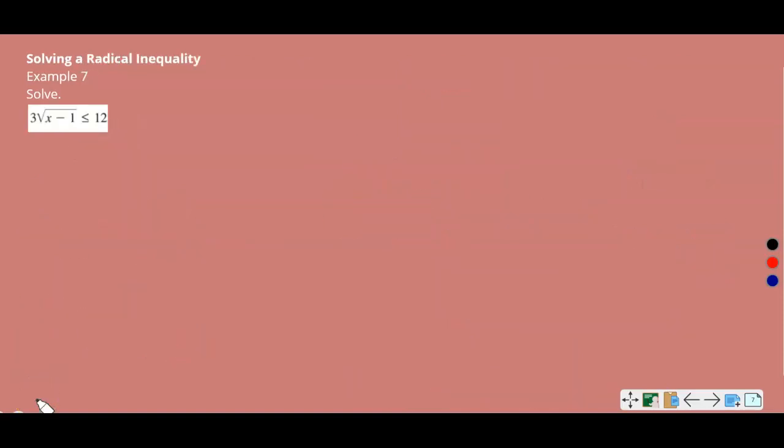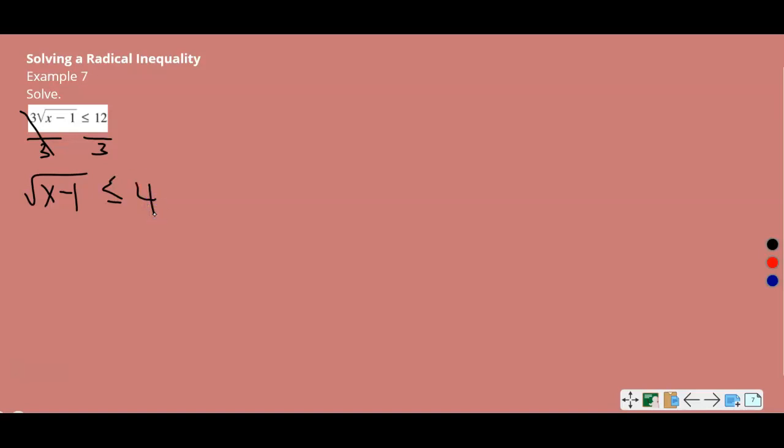Last example, example 7, solving a radical inequality. All right, so we're going to do the same thing with the inequality. We're going to isolate the radical first. So we need to isolate this by dividing by 3. We have 3 times the square root, which means we need to divide to undo the multiplication here. So it's going to leave us with the square root of x minus 1 is less than or equal to 12 divided by 3 is 4.